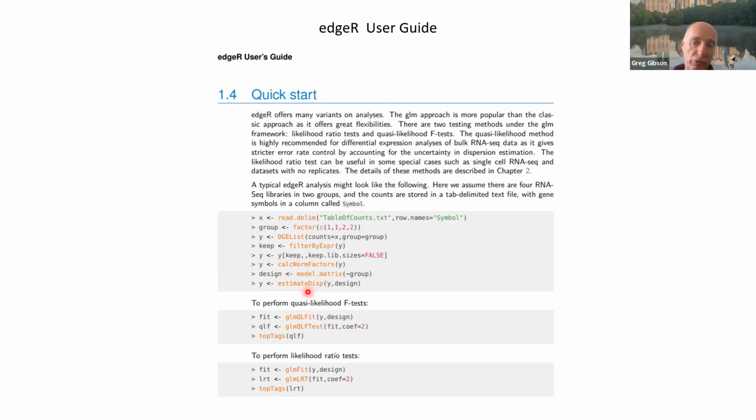And then it's giving you two options. So this quasi-likelihood F-test, which is like analysis of variance, is the one that they recommend. I think it says up here, the quasi-likelihood method is highly recommended for differential expression analysis of bulk RNA-seq data. They didn't have that a few years back, but this is what they're recommending now. Whereas the likelihood ratio test can be useful in some special cases, such as single-cell RNA-seq, and or if you have data sets without replicates, is the recommendation there. Okay, so our preference is actually quasi-likelihood F-tests. They're much more conservative than the likelihood ratio test under some circumstances, but you need to read the code to find out how to do it.